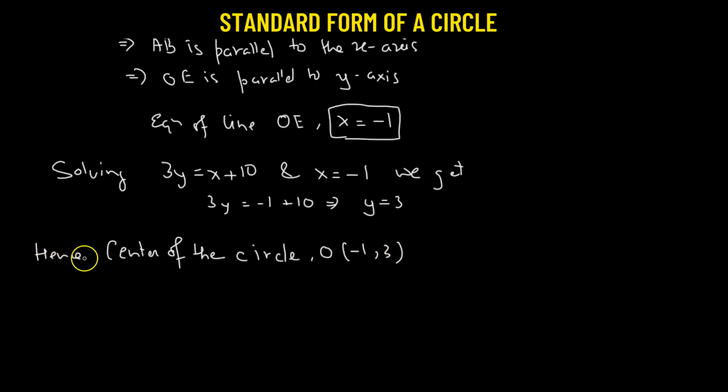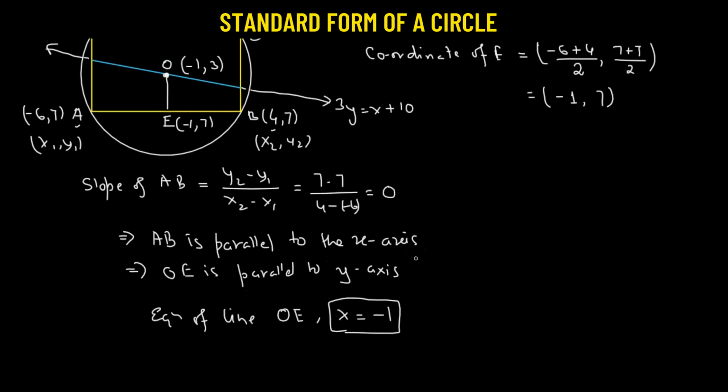So we have now found out the center of the circle. Now that we have the center of the circle, let's try to figure out the radius of the circle. That's pretty simple. All we have to do is join OA. So OA is going to be the radius of our circle.